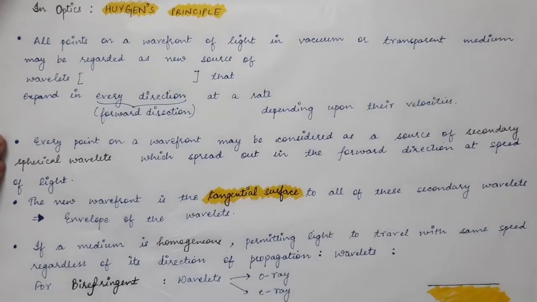In this lecture, we are going to discuss Huygens theory of double refraction. We have already studied double refraction that occurs in birefringent materials like calcite and quartz.